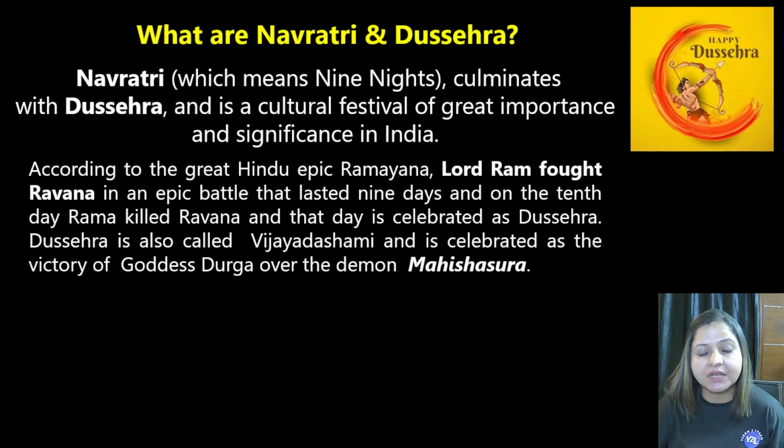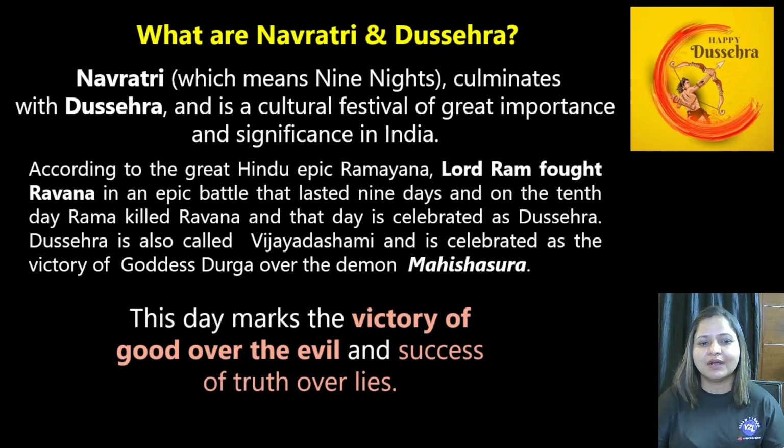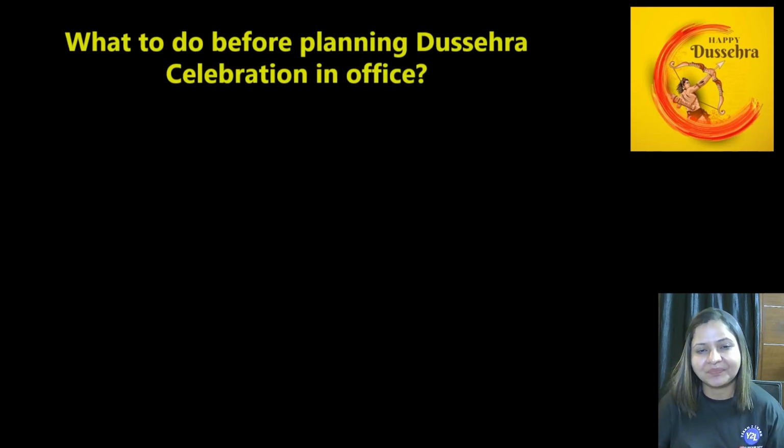According to the great Hindu epic Ramayana, Lord Rama fought Ravana in an epic battle that lasted 9 days. And on the 10th day, Rama killed Ravana, and that day is celebrated as Dussehra. Dussehra is also called Vijayadashmi and is celebrated as the victory of goddess Durga over the demon Mahishasur. So, a brief about it is very important. Let's not forget that this day marks the victory of good over evil and success of truth over lies.